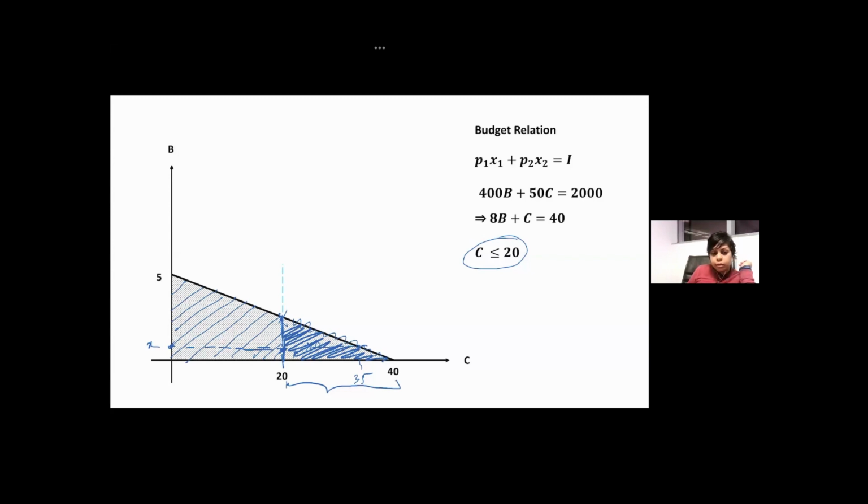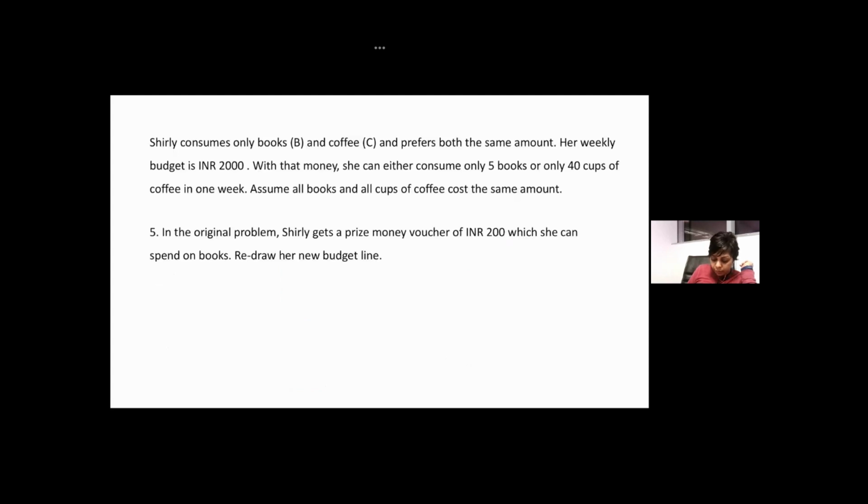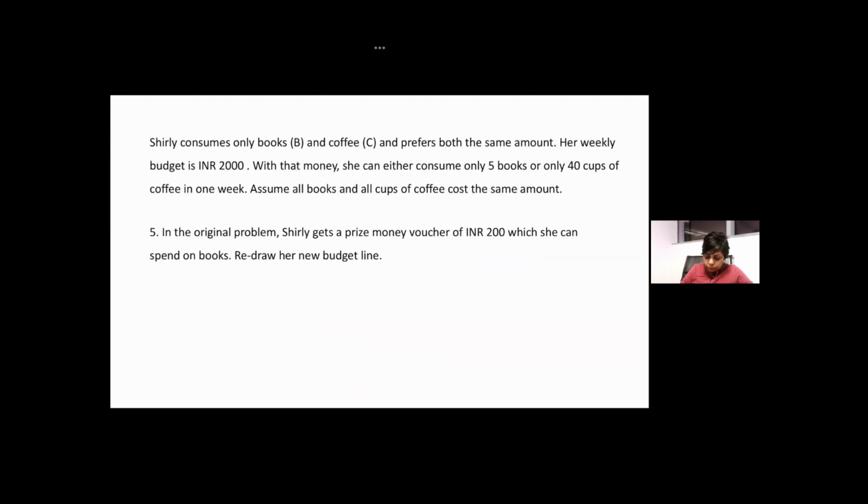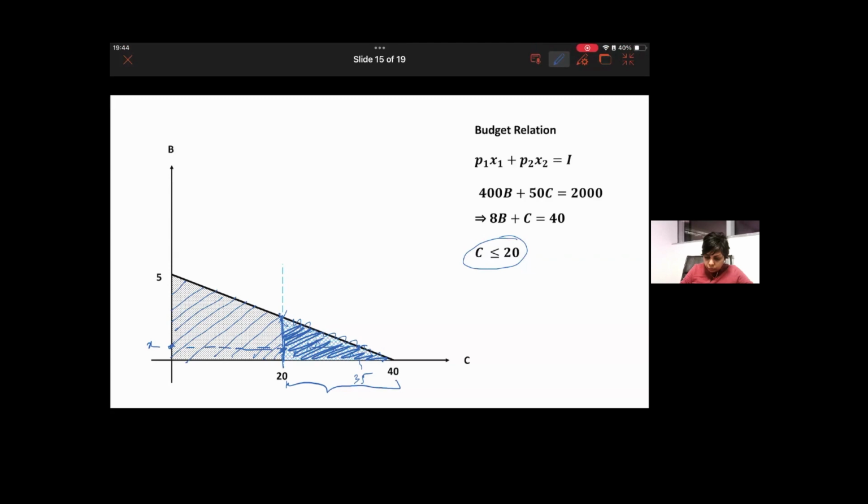So initially, if it was this, it will become this, what I have drawn on the diagram. So this is what happens when you're rationing. Remember, I've given a very simple question. If I erase this, you can actually see I've hashed it here. This whole hashed part is lost. This is your new budget set.